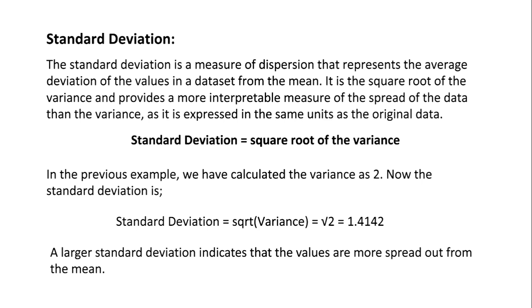Standard deviation. The standard deviation is a measure of dispersion that represents the average deviation of the values in a data set from the mean. It is the square root of the variance and provides a more interpretable measure of the spread of the data than the variance, as it is expressed in the same units as the original data. Standard deviation equals square root of the variance. In the previous example, we have calculated the variance as 2. Now the standard deviation equals square root of variance, equals square root of 2, equals 1.4142. A larger standard deviation indicates that the values are more spread out from the mean.